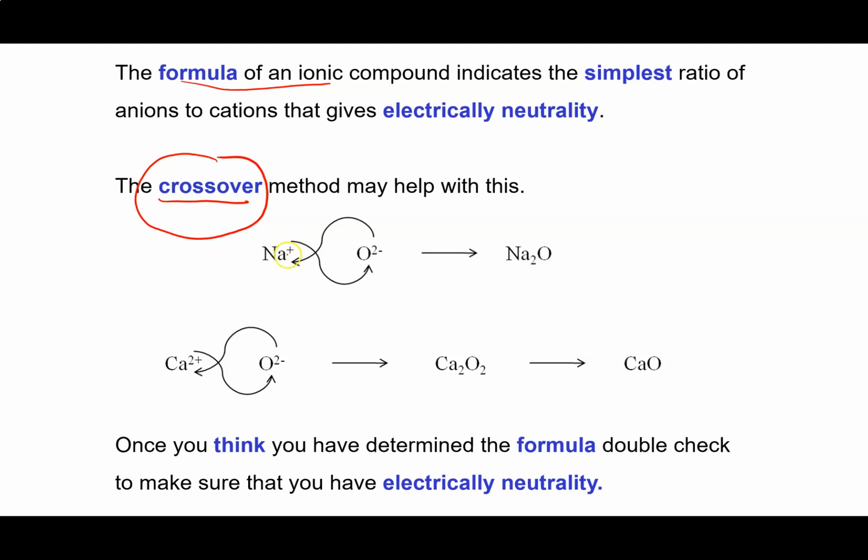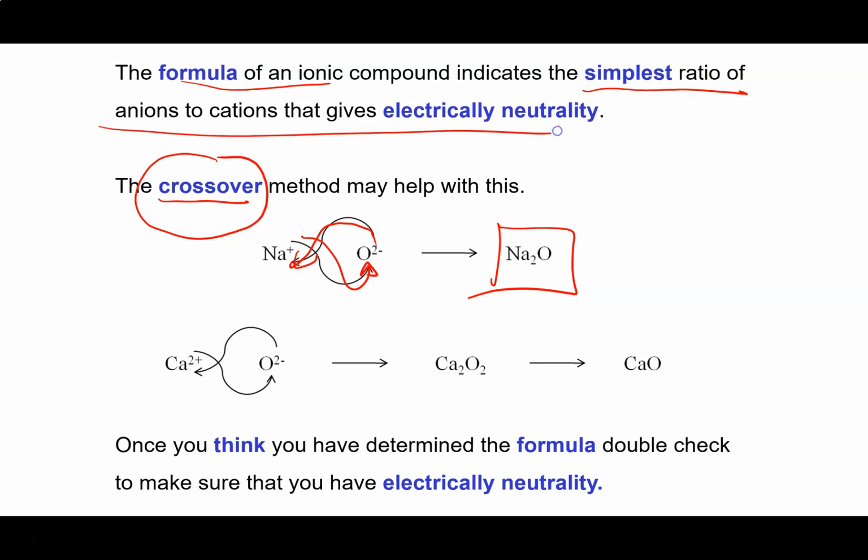So here we go. In the crossover method, what happens is the superscript, the charge on one ion, becomes the subscript, or the number, of the other ion. So we've got sodium 1+ here combining with oxygen 2-. So what that tells us is that we need 2 sodiums and 1 oxygen. And that's going to be the formula there. Now, we're always going to give the simplest ratio of anions to cations.